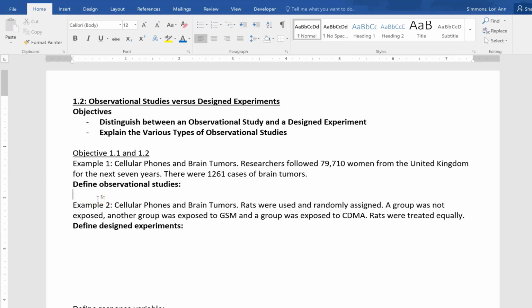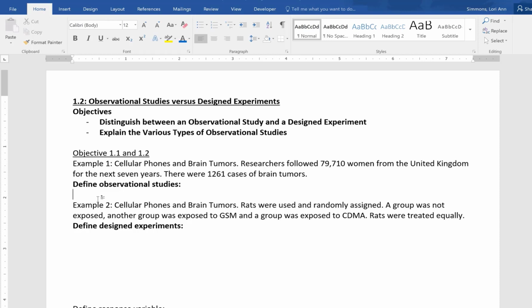Section 1.2, Observational Studies versus Designed Experiments. We will be able to distinguish between observational studies and designed experiments, and then be able to explain the different types of observational studies. Let's go over an example.